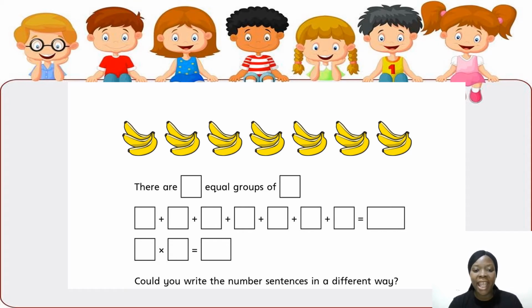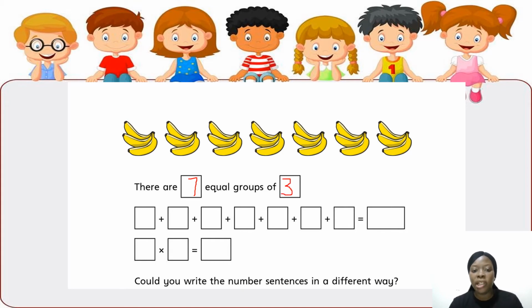Okay, welcome back everyone. There are how many equal groups of what? How many groups of bananas do we have? Let's count together. 1, 2, 3, 4, 5, 6, 7. So we have 7 equal groups of how many bananas in each group? 1, 2, 3. So each one has got 3 bananas. So we have 7 equal groups of 3.